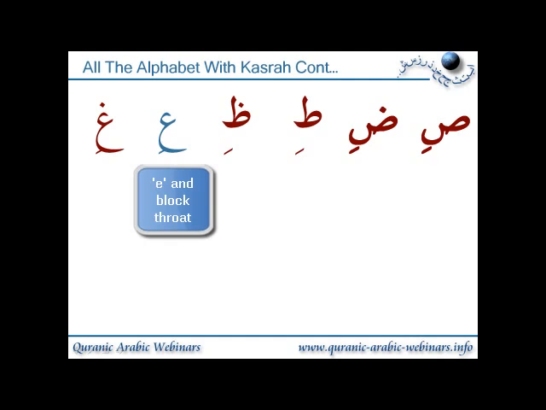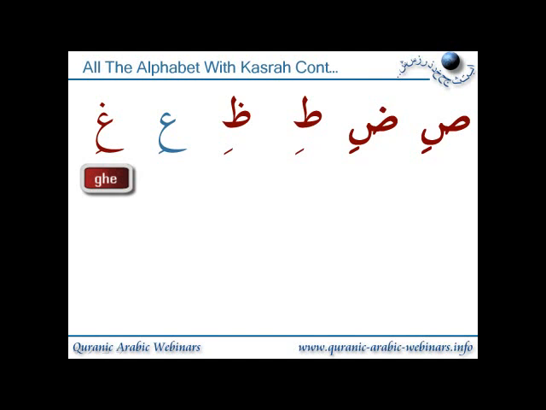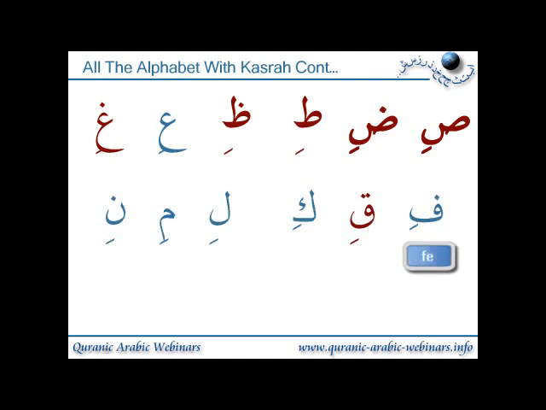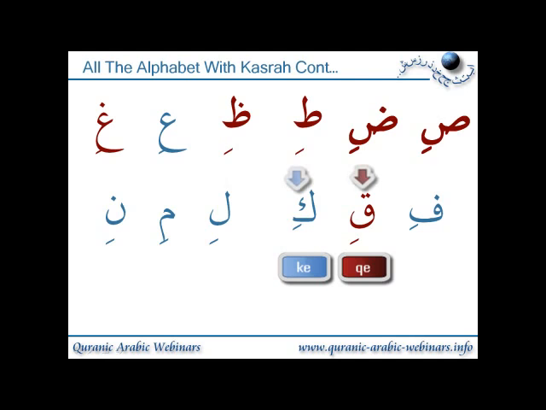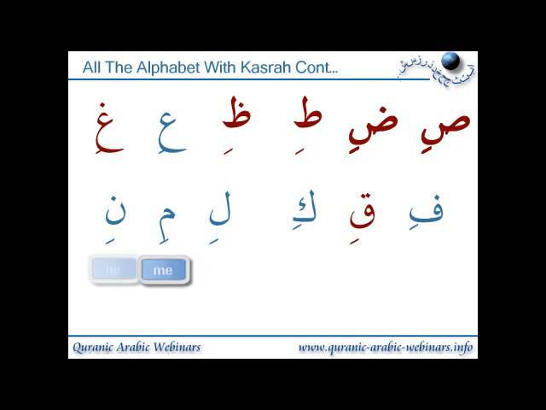Ai, again with Ain, it's very difficult. You start the sound and then block the throat. Ai, Ghi. Again, that's from the throat. Slightly heavy. Fi, Qi. Again with the Qaf, block the throat and then release the sound. Qi, Ki. So this is a very light version of the Qaf. So these two need to be differentiated. Qi, Ki. Li, Mi, Ni.